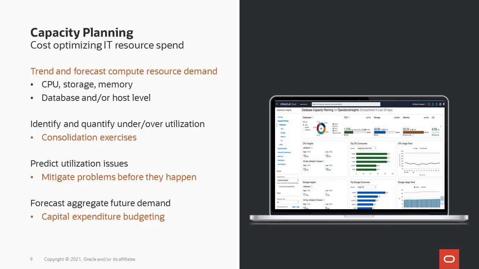Okay. So capacity planning is really about trending and forecasting basic compute resource demands, CPU, storage, memory, either at database or host level, or Exadata. We have a separate service for Exadata, but it does a lot of the same things that you'll see. Basically, quantifying over and underutilization. That's useful in, say, consolidation exercises. We want to predict utilization issues, right? Let's buy more gas before we run out of gas, right?